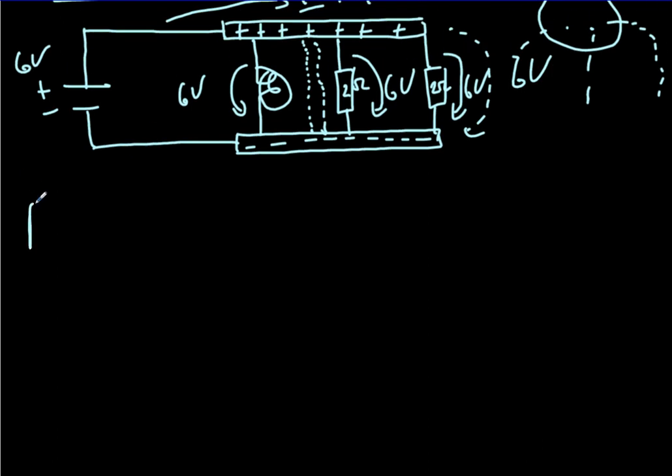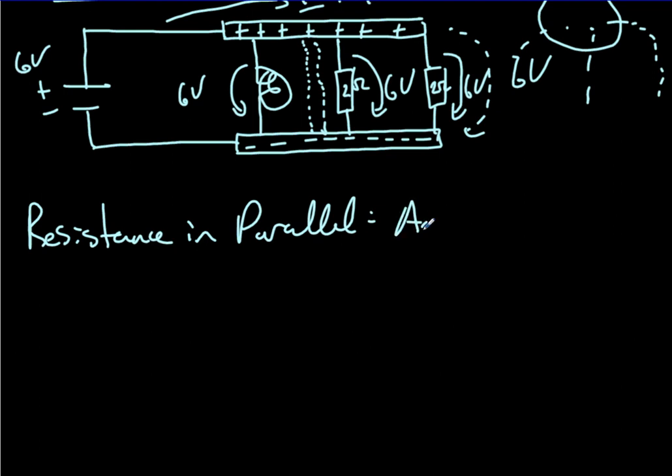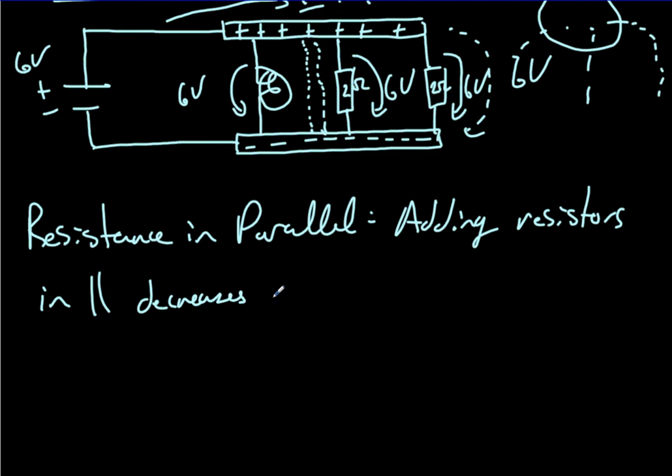Resistance in parallel circuits has a little bit of a different way of working it out, okay? Adding resistors in parallel decreases net resistance. It seems counterintuitive. We're adding resistors, yet we're decreasing resistance. So there's a little rule. Ooh, there's a straight line drawer here.